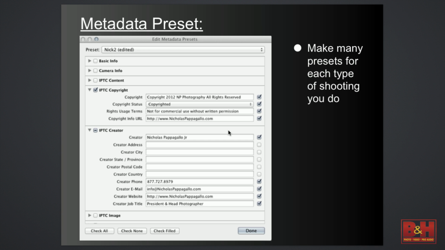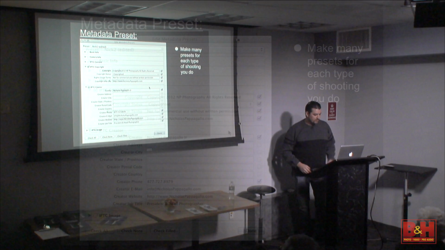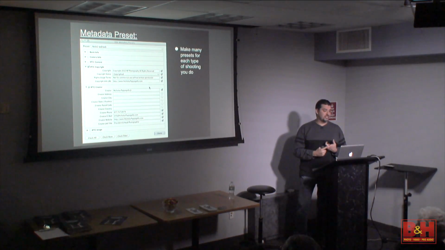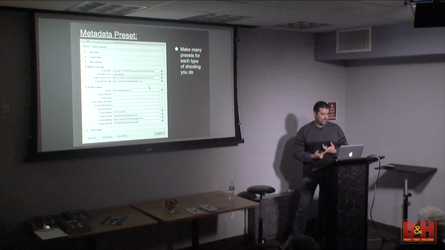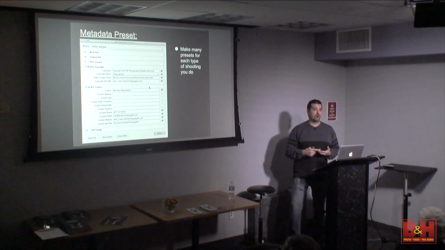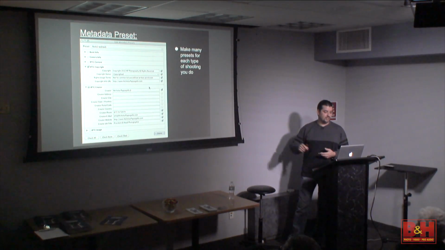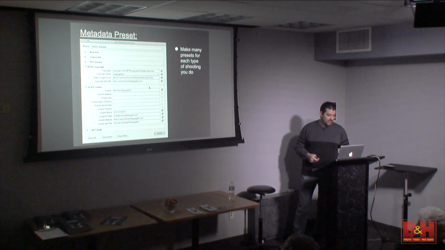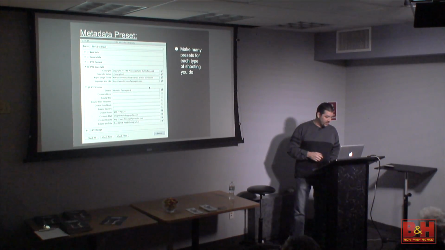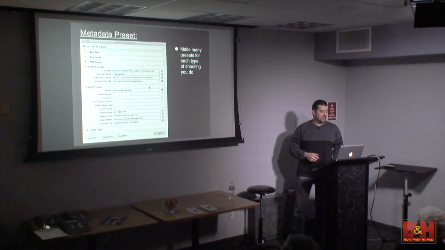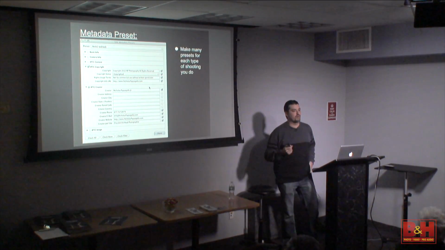So I fill out these two right here. So it's IPTC copyright, and it checks them as you type. I put in there copyright 2015 and the name of my company, all rights reserved. The drop down I make copyrighted, and then the rights usage terms, not for commercial use without written permission.